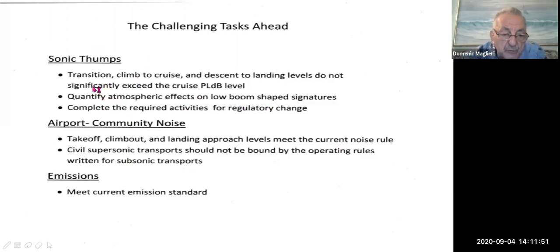In addition to the boom, which is a toughie, another toughie is the airport community noise, not so much for the X-59, but for the future vehicles. In fact, even the current participants. Takeoff and climb out landing approach levels must meet the current rules for subsonic airplanes. No getting around it. But the civil supersonic transport shouldn't be bound to the operating rules written for subsonic. They just don't want to fly that way. They're not designed that way. And of course, on emissions, obviously, you're going to have to meet the current emission standards.